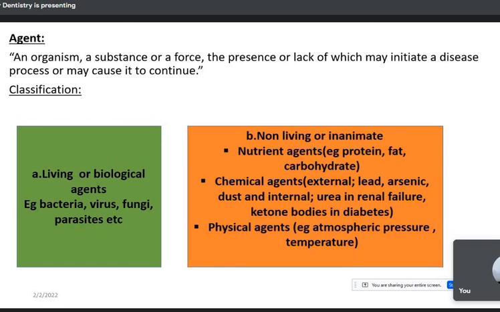When we come to the chemical agent, it can be external, which is external to us, like lead, arsenic, and dust. Those can cause disease in humans. The other is internal, like urea in renal failure, and ketone bodies in diabetes. In the physical agent, atmospheric pressure and temperature can be there, because whenever the pressure is very high or very low, it can cause disease. It can affect the human body. Similarly, if the temperature is very high or very low, again it can affect the human body.